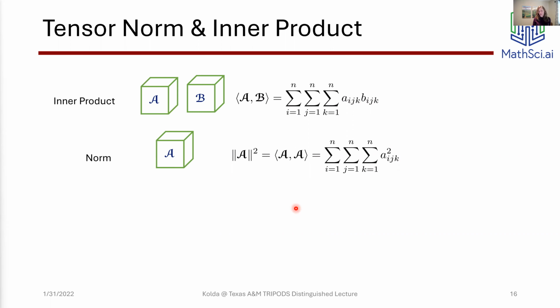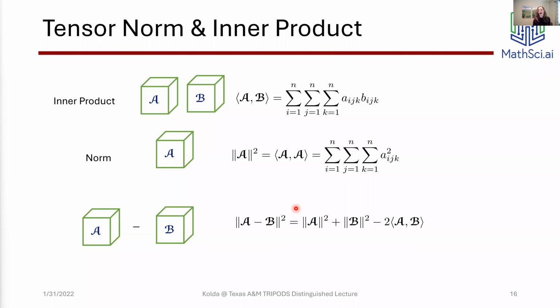From that, we can do a standard math manipulation. If we're taking the difference between 2 tensors and we want to compute the norm squared, you can convince yourself, because you've done this in many scenarios, that this is just the norm of a squared plus the norm of b squared minus 2 times their dot product. We'll use this transformation a couple times in the talk. So this is maybe one of the big things to remember.